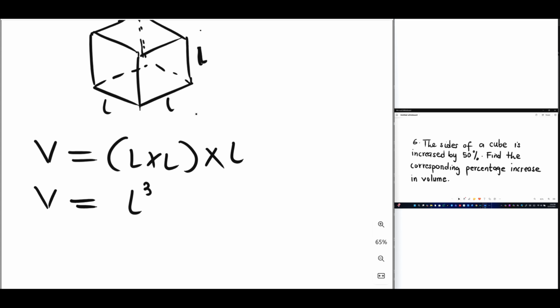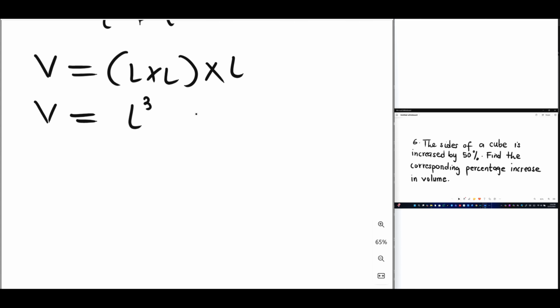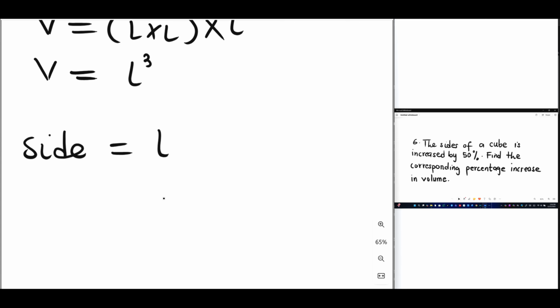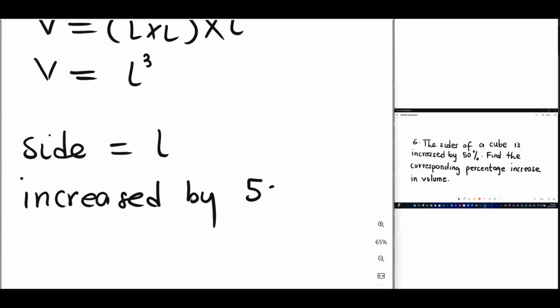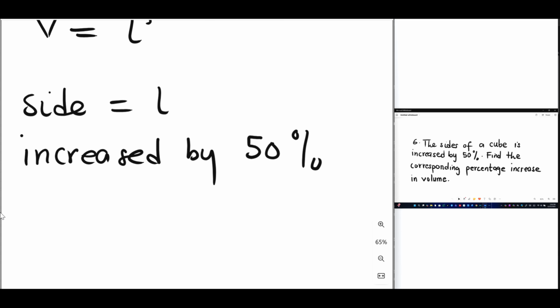Now, the side of the cube has been increased by 50%. You know that the side of the cube is denoted by L, and it has been increased by 50%. So the increment that will occur will be 50% of the initial or the actual length. So the small increment is going to be half of L.